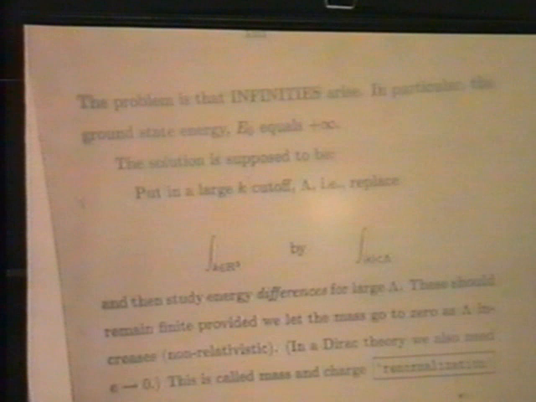Okay, so then what we really want to look at are energy differences, because those are the things we measure. And what people believe is that these energy differences should remain finite as lambda goes to infinity, provided the mass, which is one of the parameters in the theory, the mass of the electron, goes to zero as lambda increases. We also need a renormalization of the charge, and anyway, doing this operation is called renormalization.